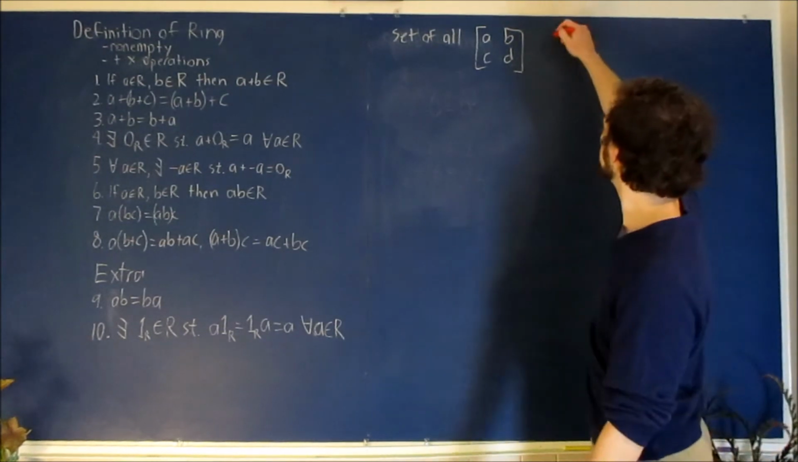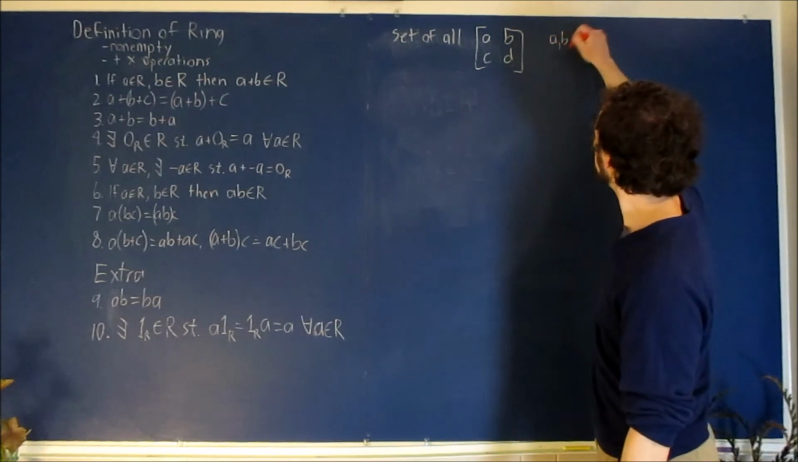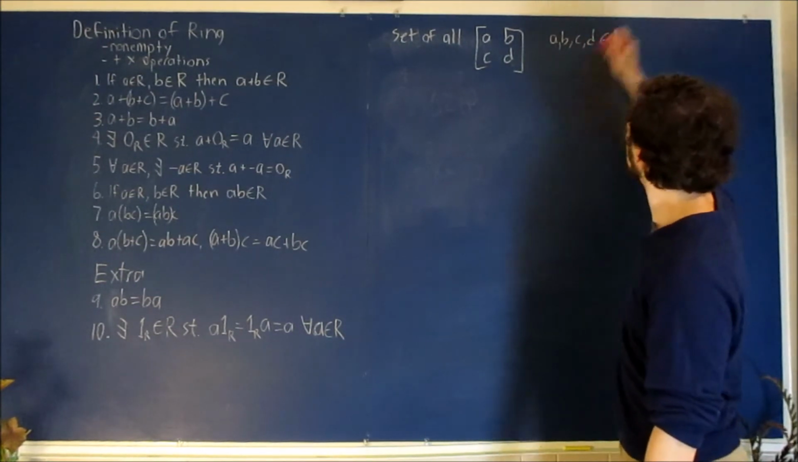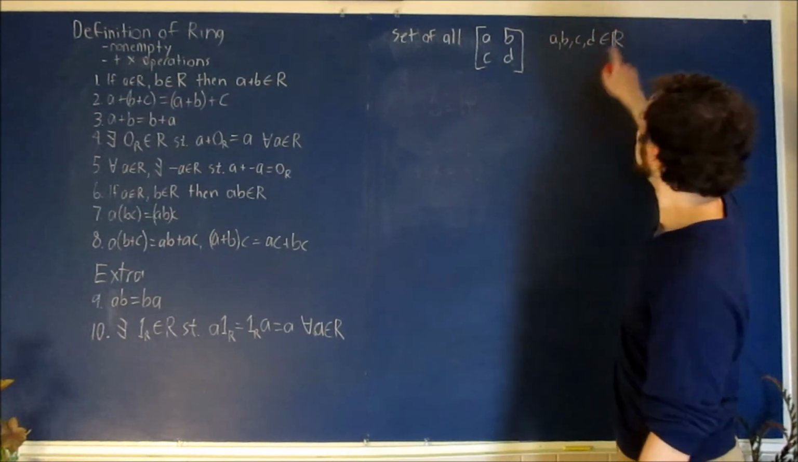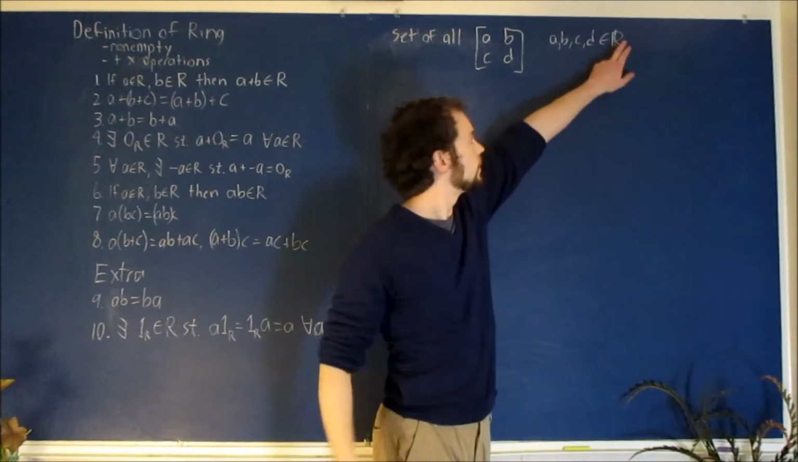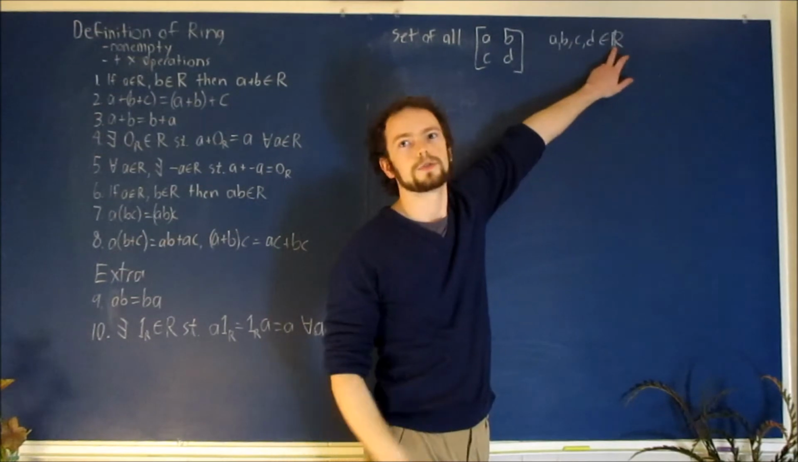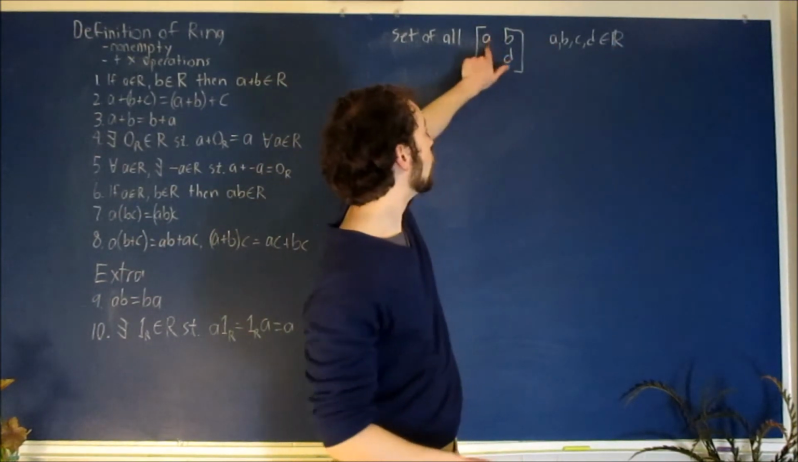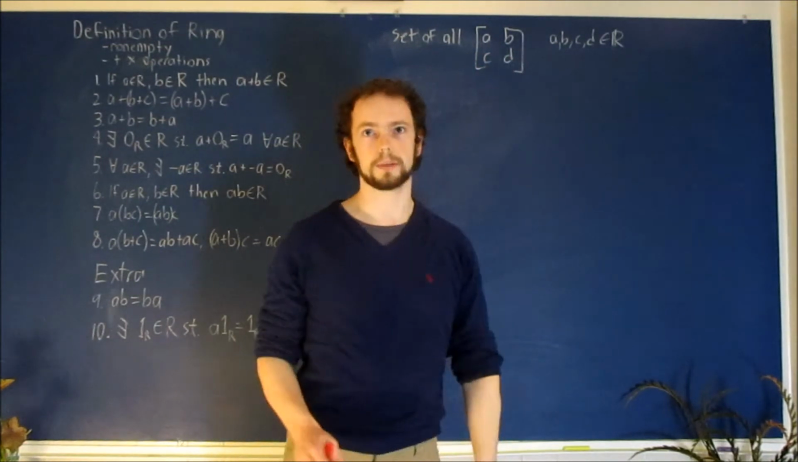Okay, so A, B, C, and D are all real numbers, right? This fancy R here denotes the set of real numbers, right? So this is just saying all of these have to be real numbers, okay?